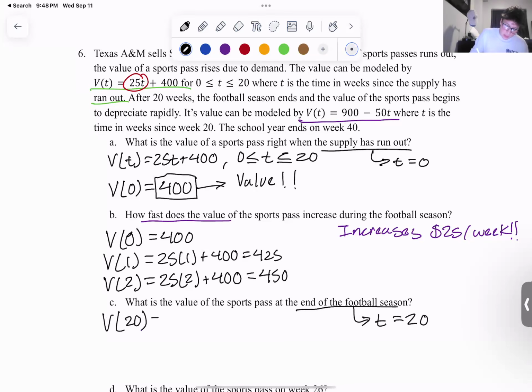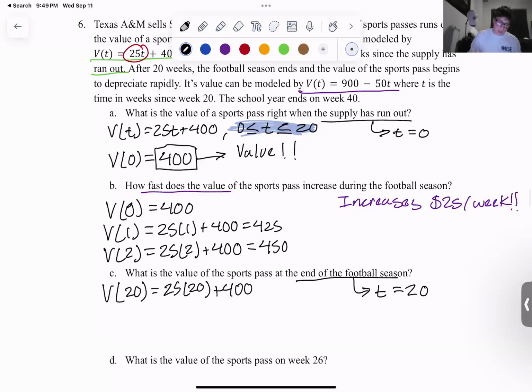So V of 20 is going to equal 25 times 20 plus 400. And keep in mind that the reason I'm still using this function is because it is defined for 0 and 20, including them. 25 times 20 plus 400 is 900. So at the end of the season, that's the value of a sports pass.